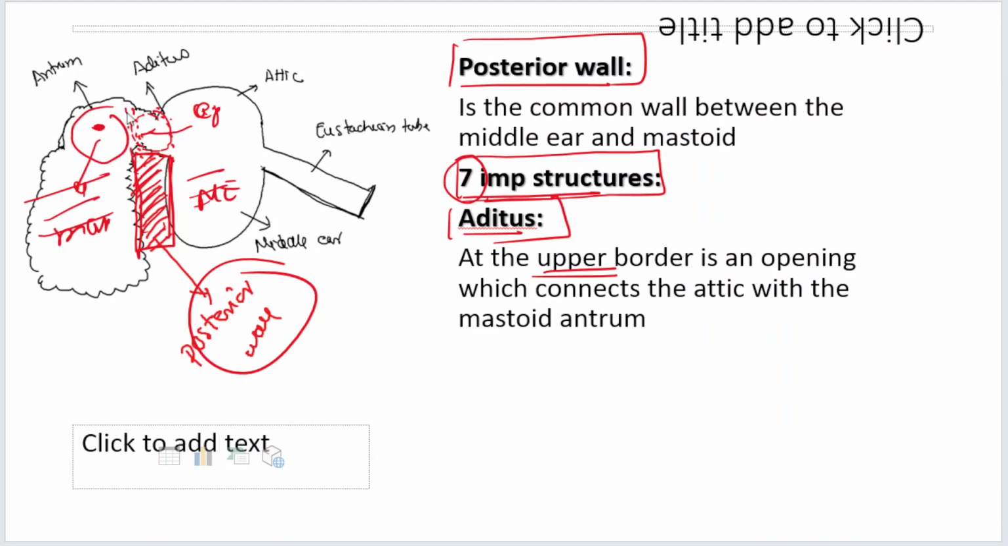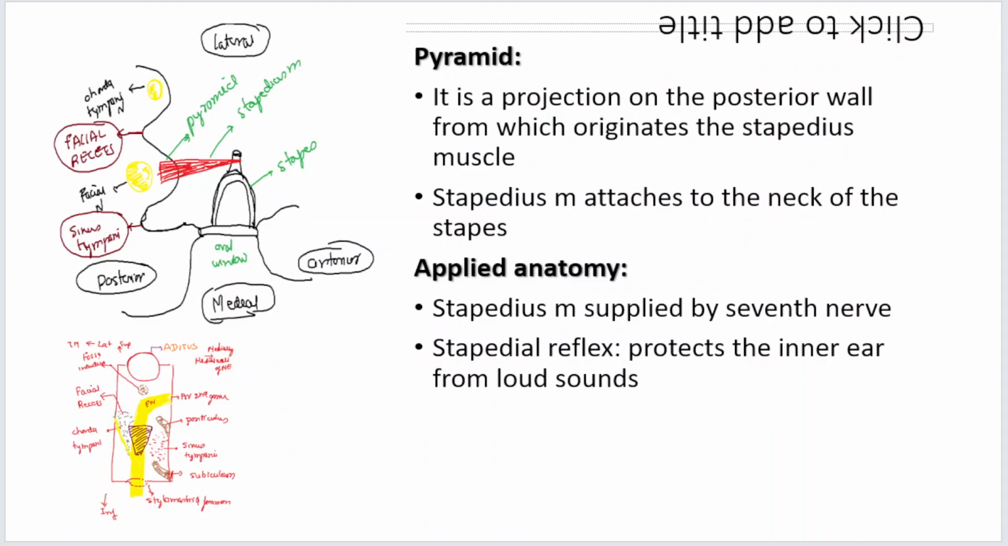So aditus, this is the posterior wall. Suppose this is the posterior wall. If you are looking at it from the anterior side, the aditus will form the opening at the most superior part of the posterior wall, which is connecting the attic with the mastoid antrum. Okay. So next one we are going to learn about is the pyramid. Pyramid is a projection on the posterior wall from which originates the stapedius muscle.